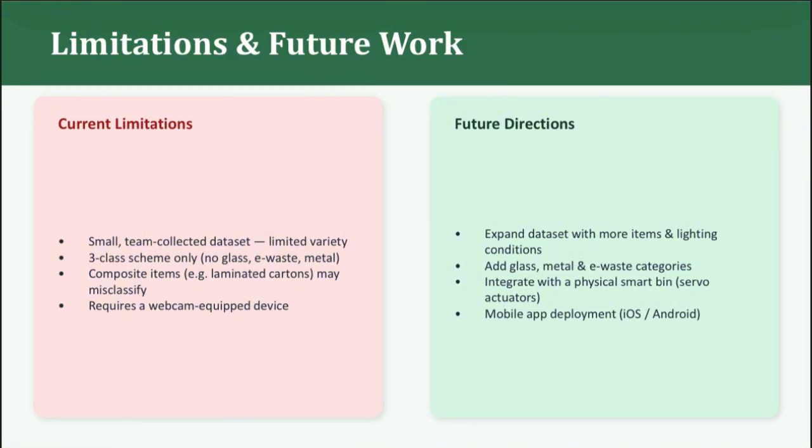So for future directions, we are planning to expand the dataset with more items and lighting conditions. We are going to add glass, metal, and e-waste categories, and then integrate with a physical smart bin. We are also planning a mobile app deployment, whether on iOS or Android.